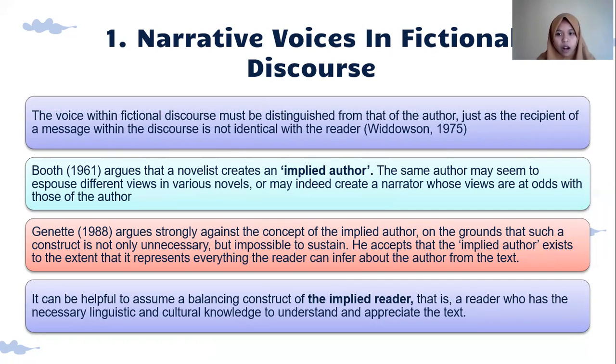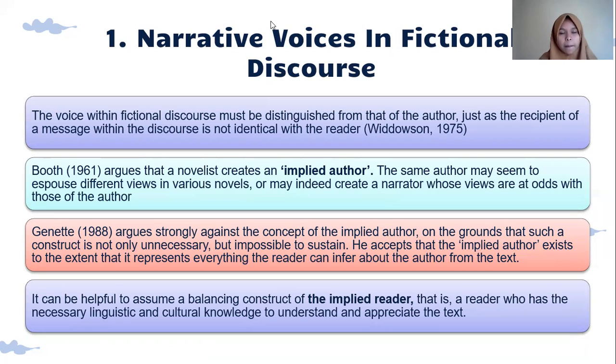He accepts that the implied author exists to the extent that it represents everything the reader can infer about the author from the text. So Genette preferred to define the implied author as the reader's interpretations about the author from the text. It can be helpful to assume a balancing construct of the implied reader, that is a reader who has the necessary linguistic and cultural knowledge to understand and appreciate the text. So if there is an implied author, there is also an implied reader to balance the construct.